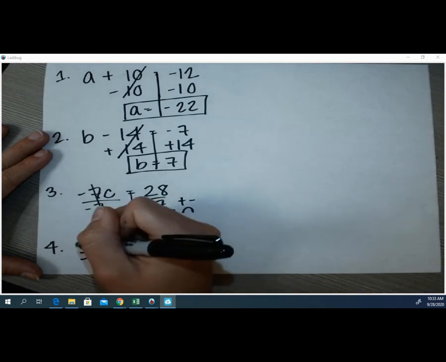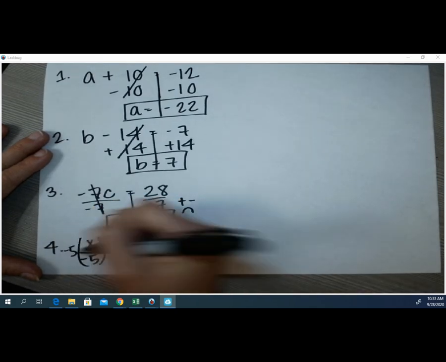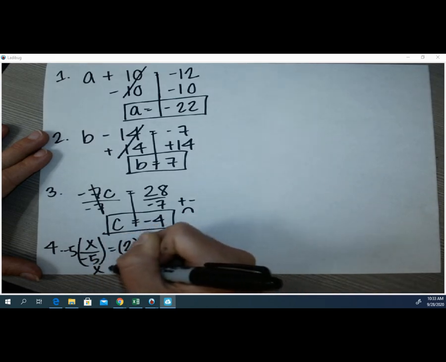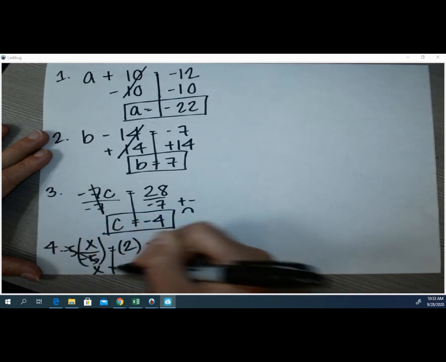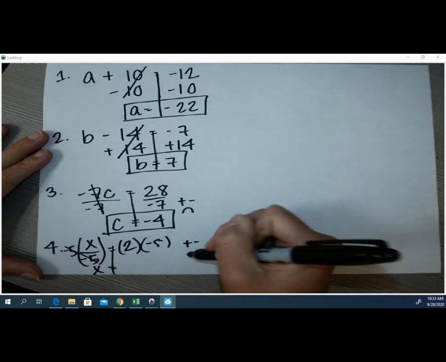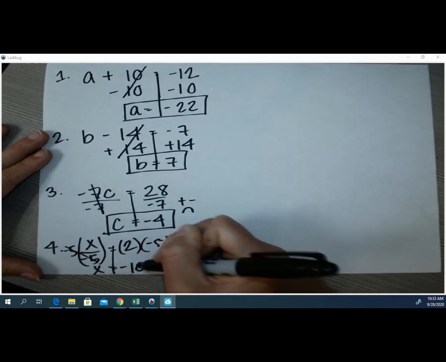The opposite of division is multiplication. If I multiply this side by negative 5, I must multiply the other side by negative 5. So those will cancel, and X is equal to 2 times negative 5. 2 times a negative 5 is a negative 10.